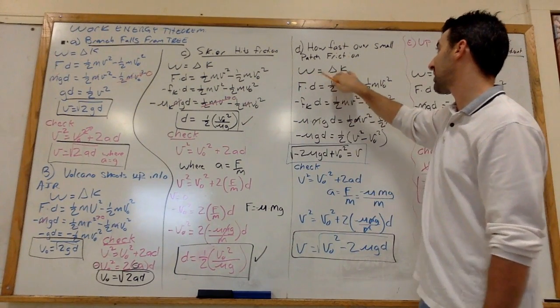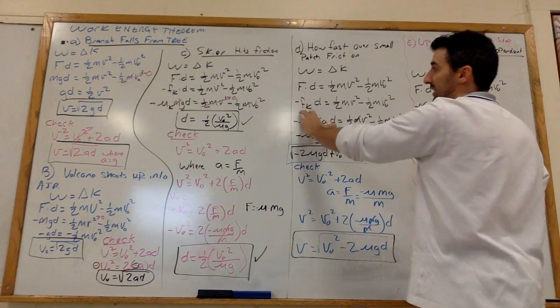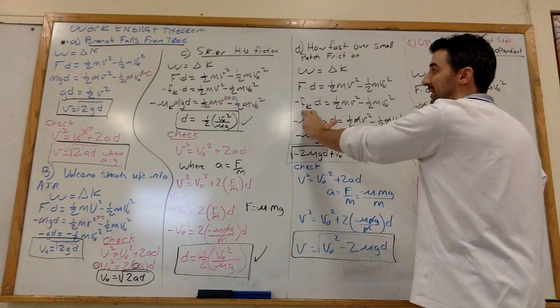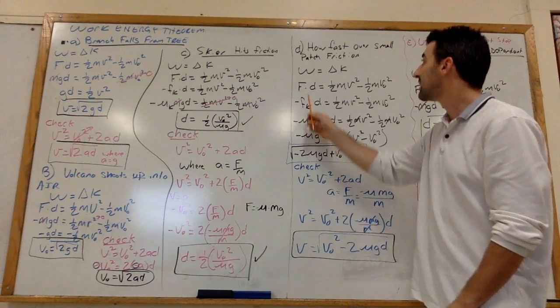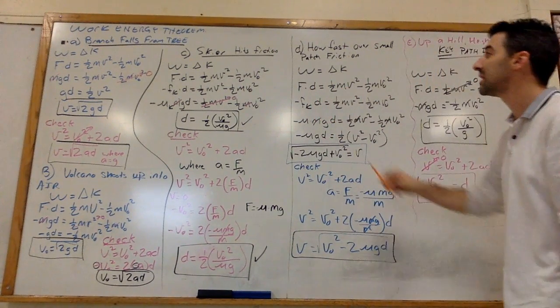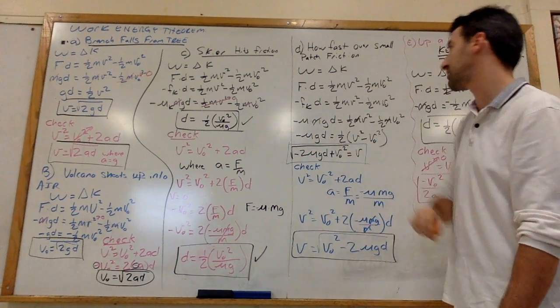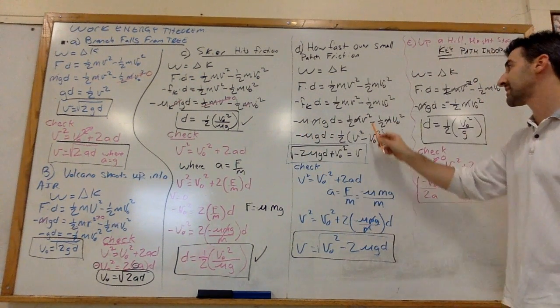Work is our change in kinetic energy. Again, my work is F dot d, where the force is my frictional force. So I have my frictional force times some distance is equal to my change in kinetic energy. Again, I know my frictional force is negative mu m times g. Multiply that by the distance.